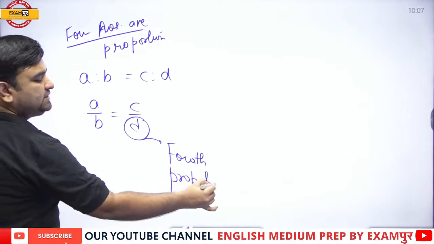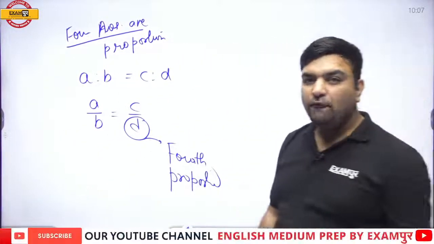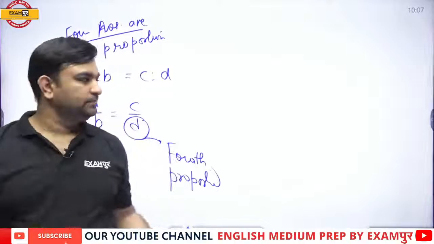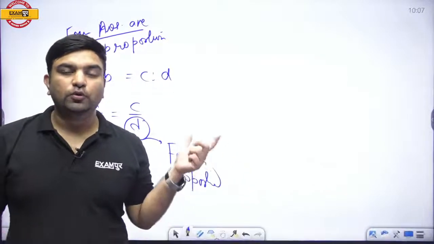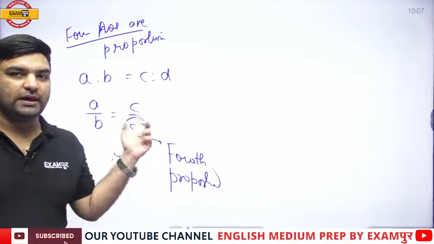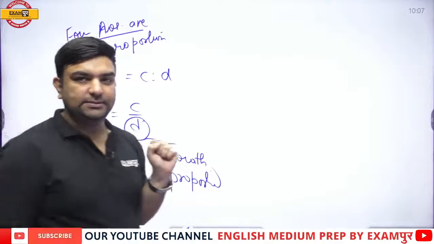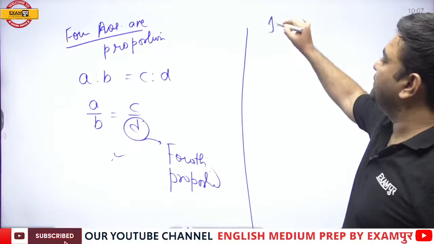D is being defined as the fourth proportional. So whenever they ask you for the value of the fourth proportional, you will automatically know that this is the case of four numbers: A, B, C, D.